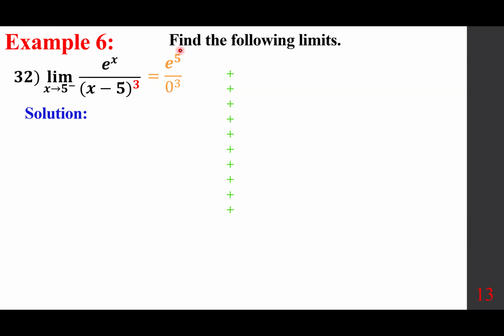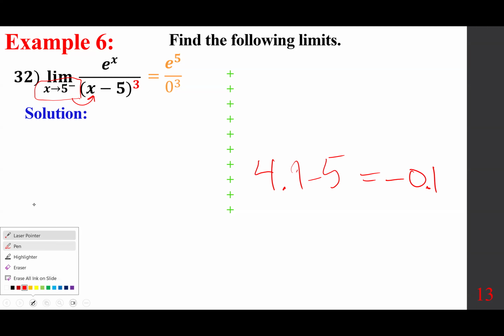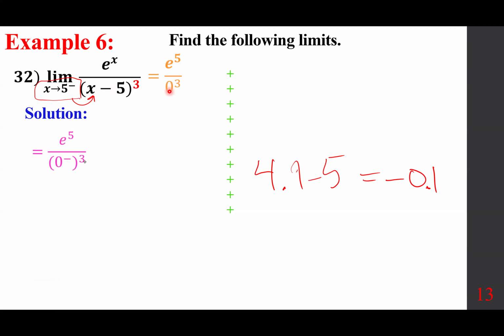But from the left, what happens to the denominator? So we are interested in looking at this part. So 5 from the left, an example of that would be 4.9. You can even go with 4, because we want the sign, which is negative: minus 0.1 or just even minus 1. You just want the sign. Therefore, you're looking at this one being 0 from the left. Of course, I'm keeping the exponent.